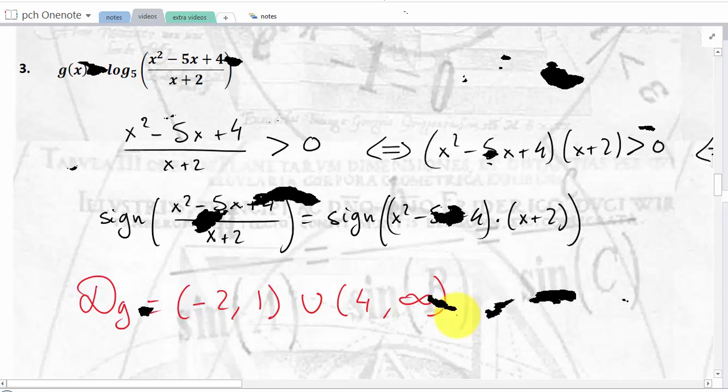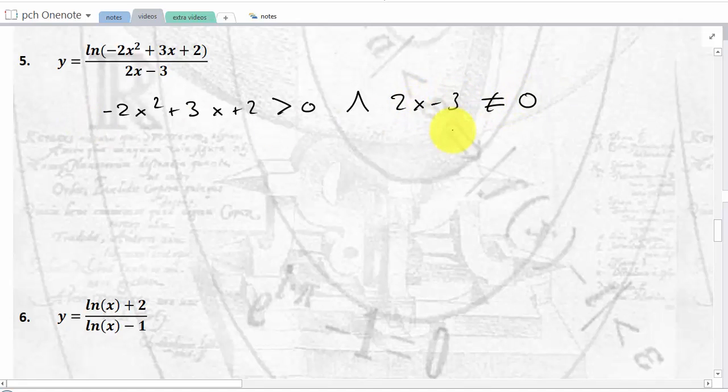Let's go over another example now. All right, example number 5. Same question about the domain. So here you're going to have to be careful. You first must guarantee that negative 2x squared plus 3x plus 2 is positive, but at the same time, you have to guarantee that 2x minus 3 is not 0, okay? All right, let's take care of this inequality. It should be a piece of cake.